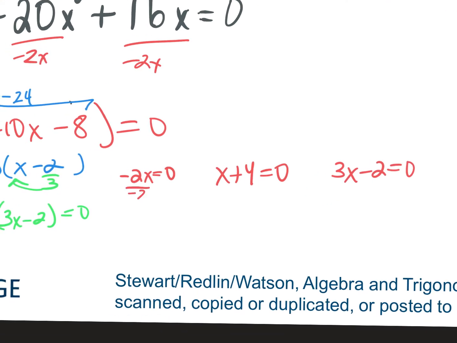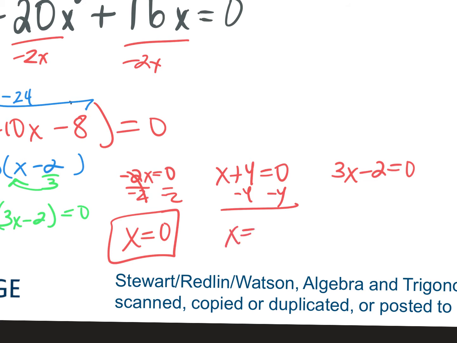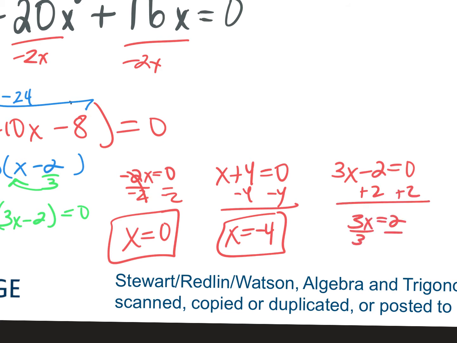Divide both sides by negative 2. And x equals what? 0. Good. Subtract 4 from both sides, and x equals what? Negative 4. Awesome. And now I'm going to add 2 to both sides. So 3x equals 2. Then do what? Divide by 3, and x equals 2 over 3.